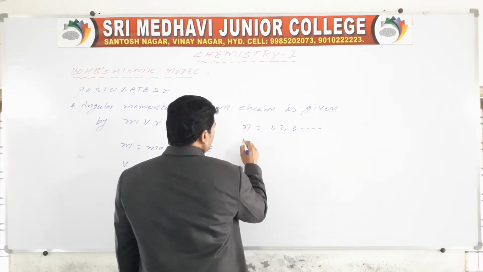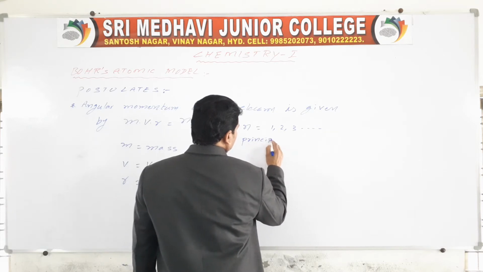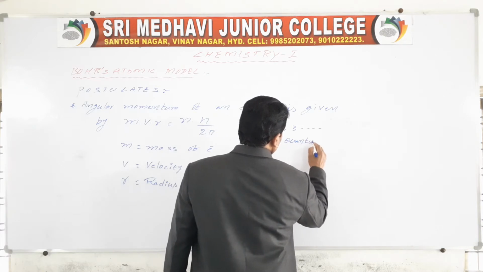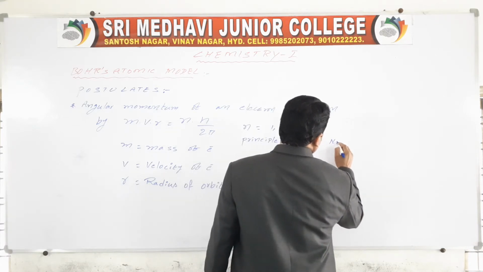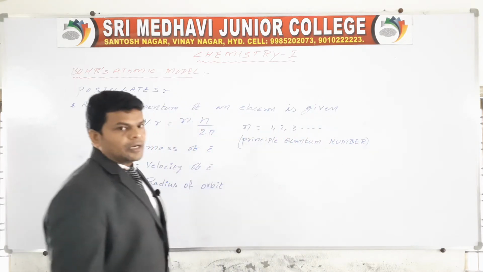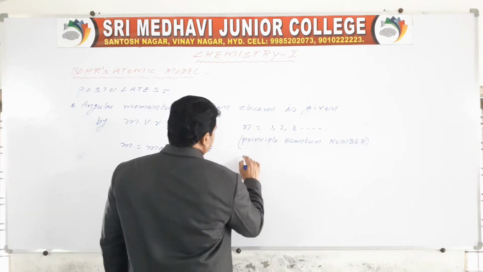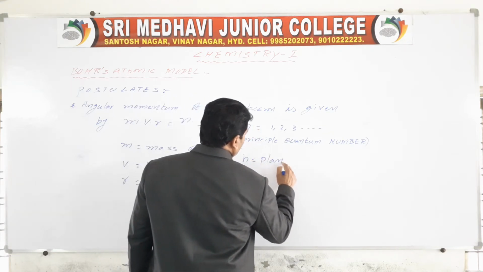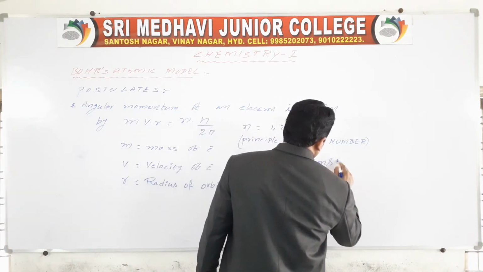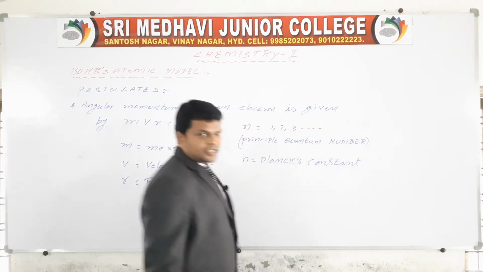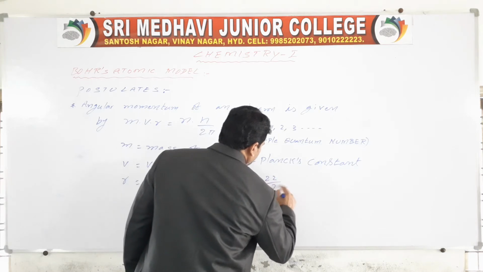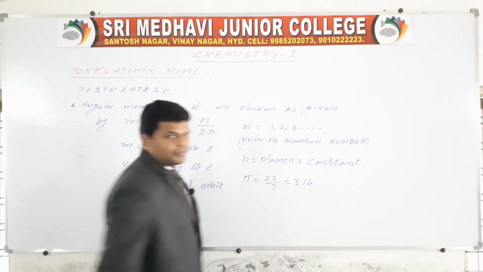That is nothing but the principal quantum number. Then h is equal to Planck's constant, then pi, you know, that is 22 by 7, which is equal to 3.14 radians.